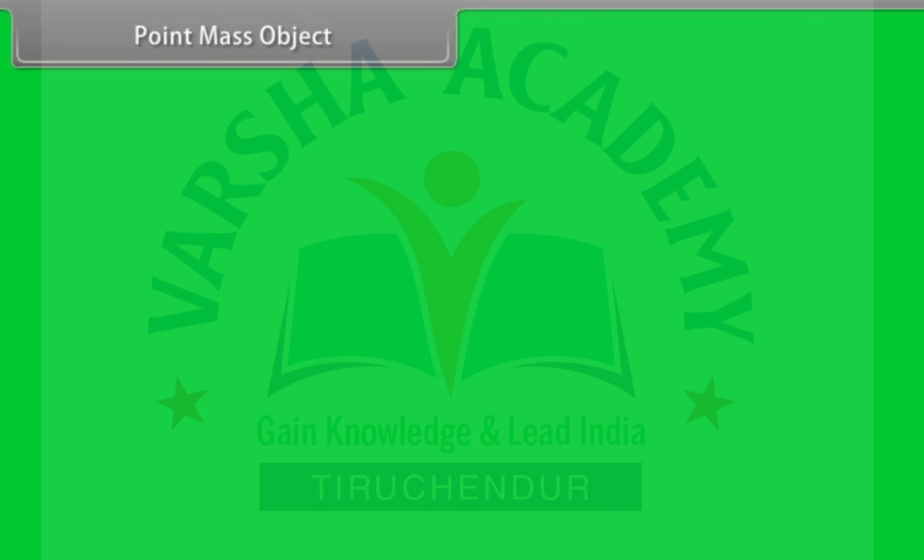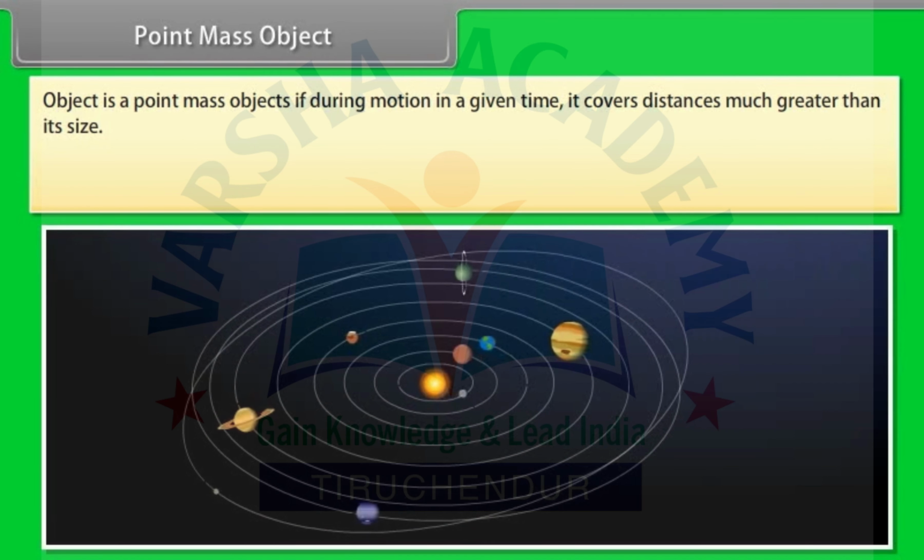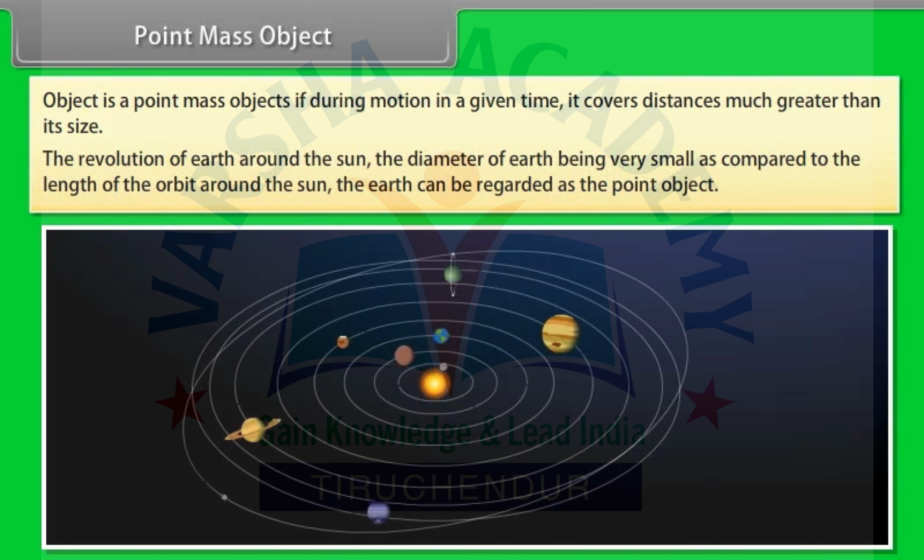Point mass object. An object is a point mass object if during motion in a given time it covers distances much greater than its size. Example, the revolution of Earth around the Sun, the diameter of Earth being very small as compared to the length of the orbit around the Sun, the Earth can be regarded as a point object.